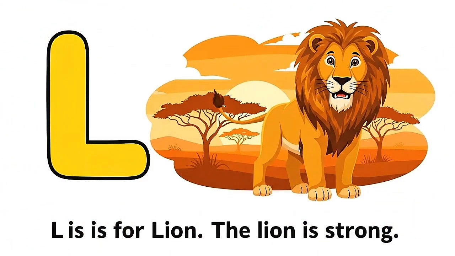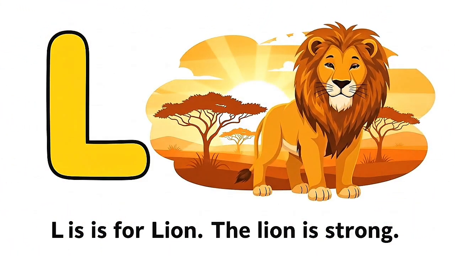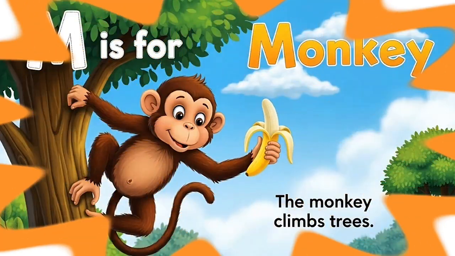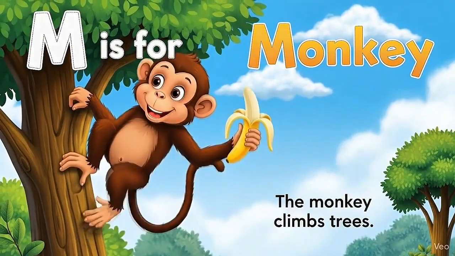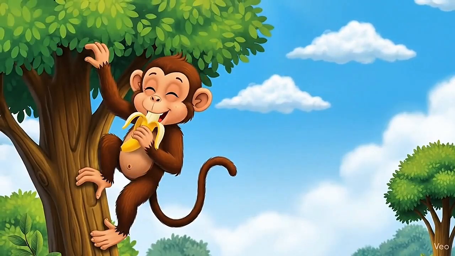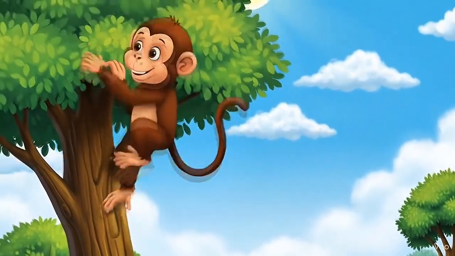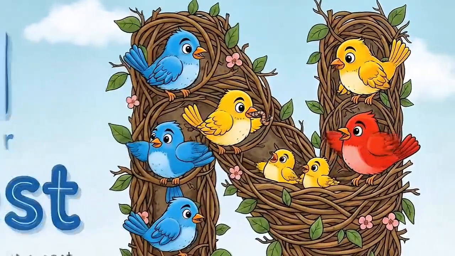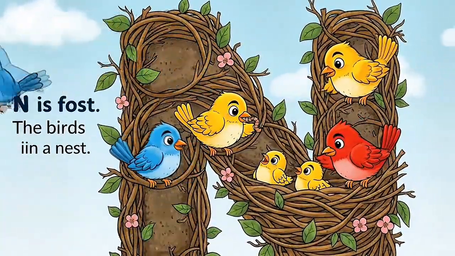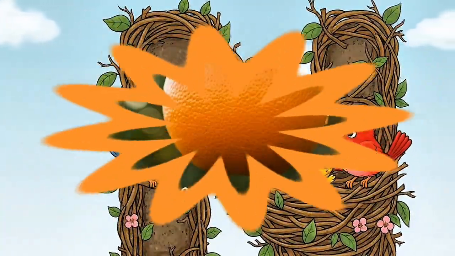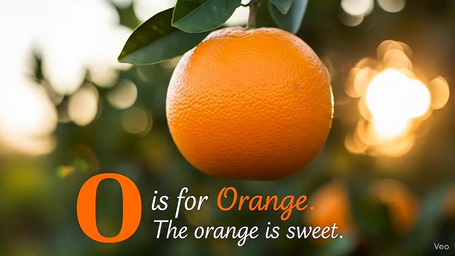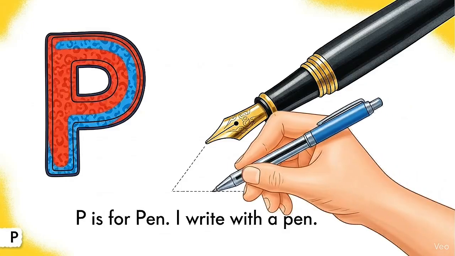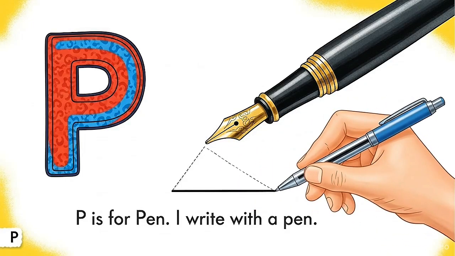L is for lion. The lion is strong. M is for monkey. The monkey climbs trees. N is for nest. The birds live in a nest. O is for orange. The orange is sweet. P is for pen. I write with a pen.